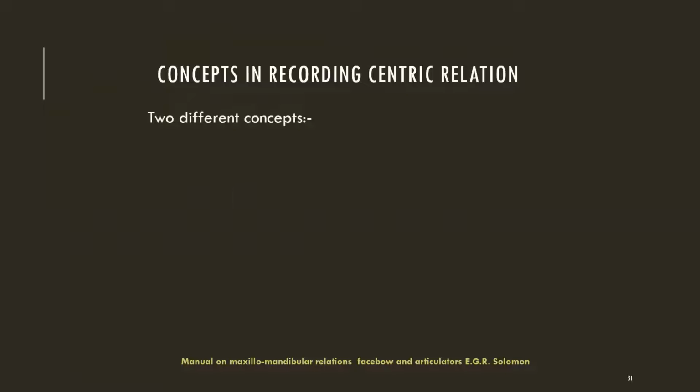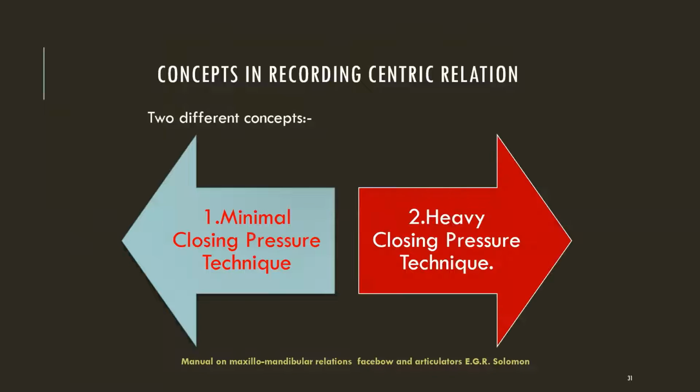So what are the concepts in recording centric relation? There are two different concepts. First is the minimal closing pressure technique. In this technique, the tissue supporting the bases will not be displaced while the record is being made. The objective is to make the opposing teeth just touch uniformly and simultaneously at the first contact. The advantage is that there is uniform contact, which will not stimulate the patient to clench the teeth, and it will relax the closing muscles.